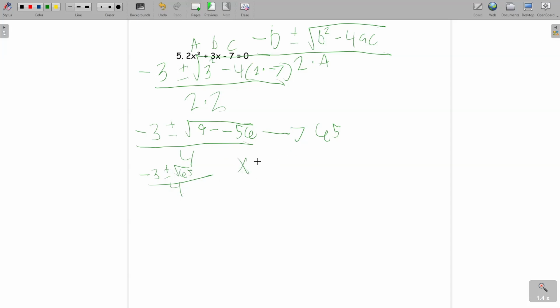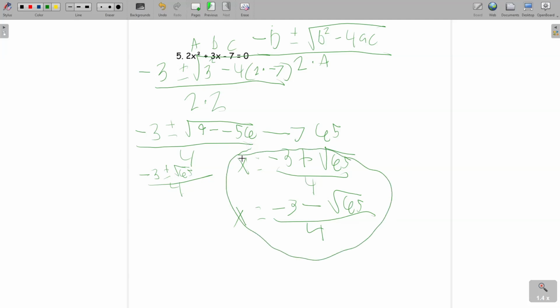So our answers are going to be x equals negative 3 plus square root 65 divided by 4. And the other answer is going to be negative 3 minus root 65 divided by 4. So, not the best handwriting, but these would be our two solutions. And you can see it's a very weird kind of answer. You could kind of simplify it and see what whole number it gives you. I'm assuming it's some kind of decimal.